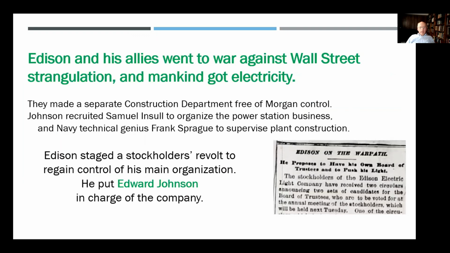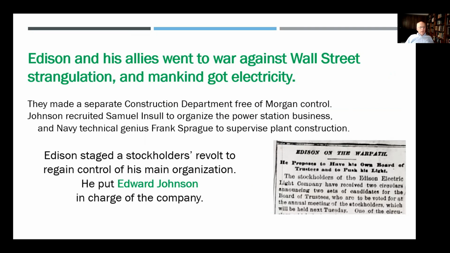Edison and these Philadelphia sponsors, as well as they could, went to war to stop this crippling of electricity. And the result was the breakthrough that I'll describe here. They set up something called the construction department of the company, which was free of Morgan's control.